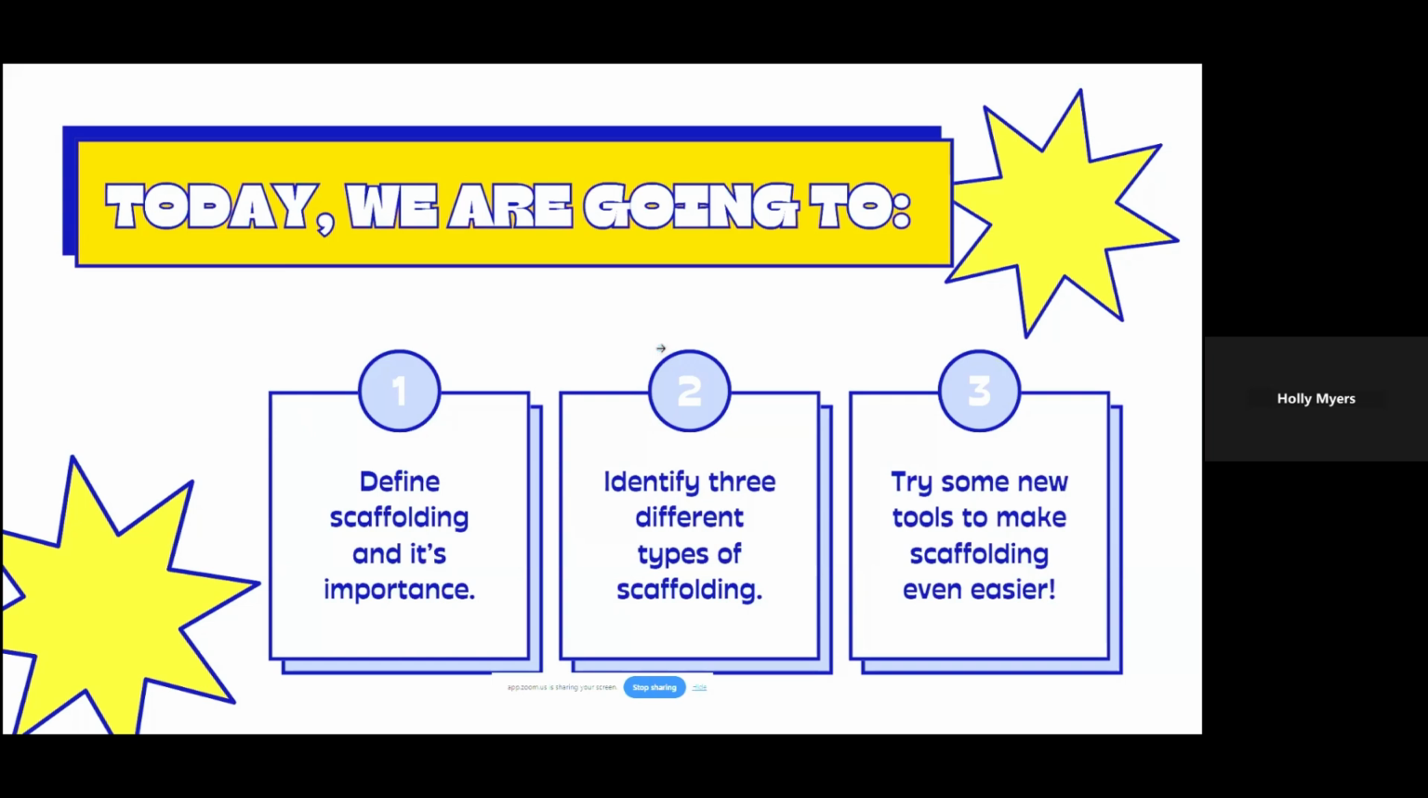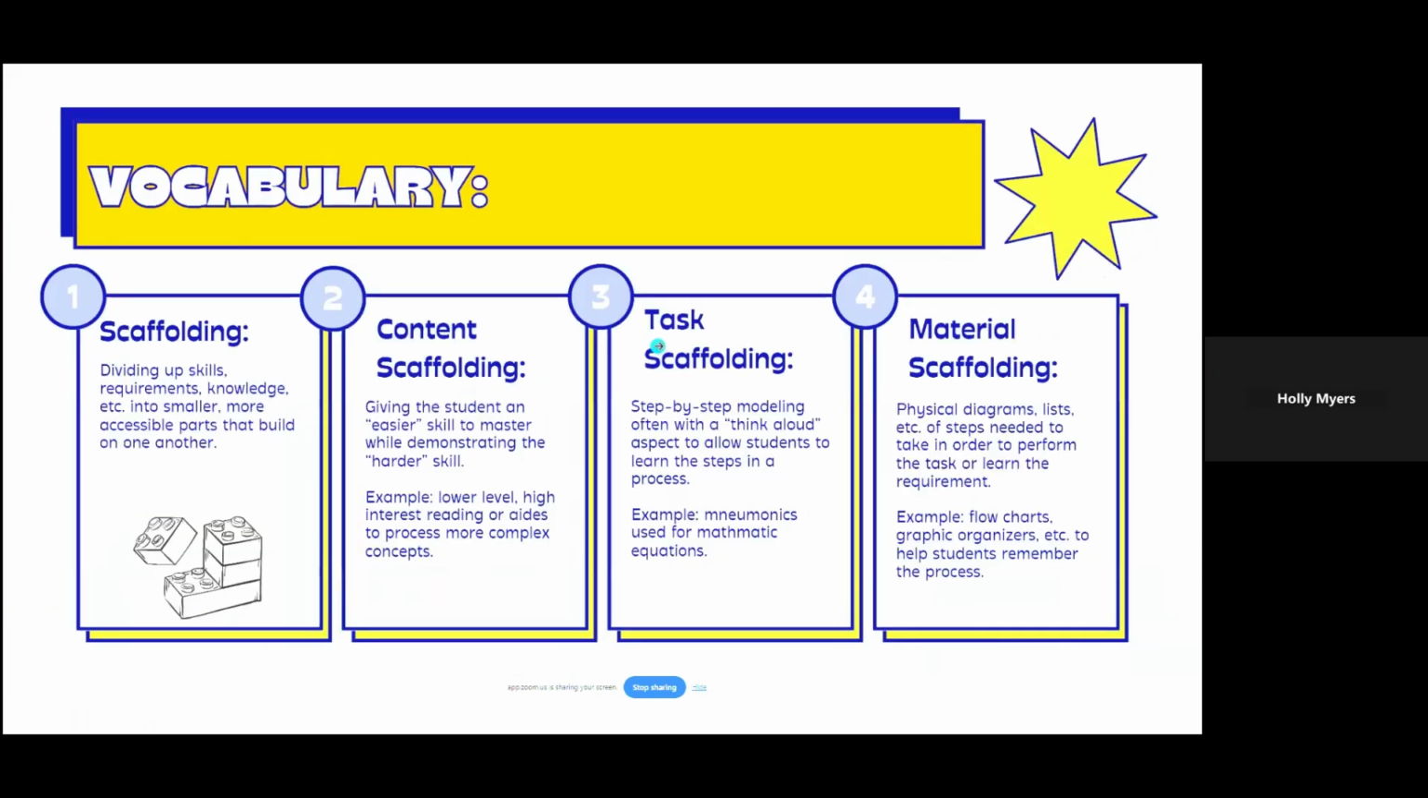Yes, there we go. So today we're going to be talking about defining scaffolding and its importance. We're going to identify 3 different types of scaffolding, and then I want to show you some tools that will make it really easy to do in your class. First of all, as a teacher, I have to give you my vocab list. Scaffolding is just dividing up skills or the requirements or the knowledge into smaller chunks or segments that are more accessible.